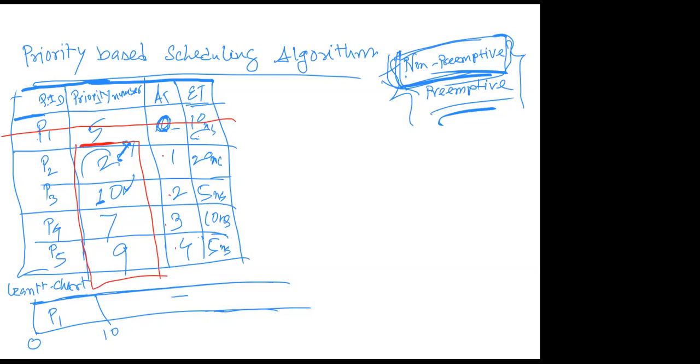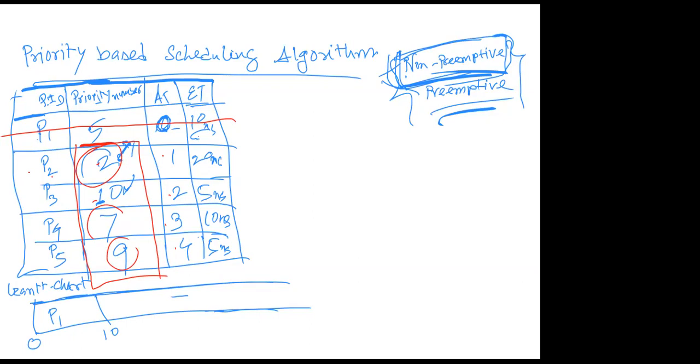The lowest number is considered the highest priority. So process P2 will get the priority, the lowest number. Here is 10, here is 7, here is 9. So process P2 will get the priority, and the operating system will schedule process P2.